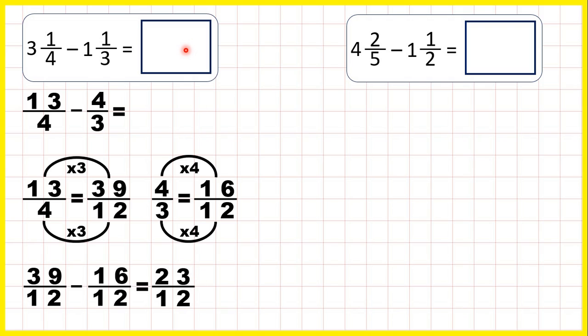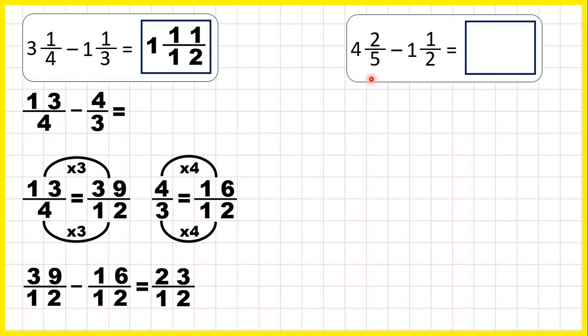So we could answer 23 twelfths, but if we want to turn that back into a mixed number, we can divide. 23 divided by 12 is 1, remainder 11, so the remainder is our numerator, and we keep the denominator the same as it is here, so our answer is 1 11 twelfths.